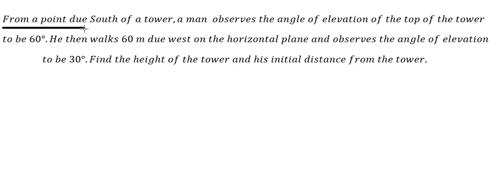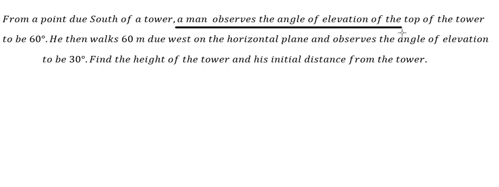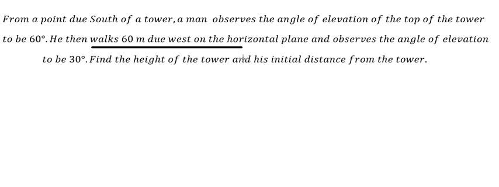From a point due south of a tower, a man observes the angle of elevation of the top of the tower is about 60 degrees. Then he walks 60 meters due west on the horizontal plane. We can observe that the angle is about 30 degrees. We need to find the height and initial distance from the tower. So now I want to show you how to answer.